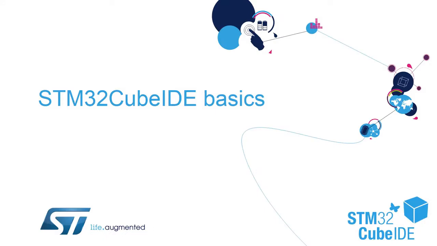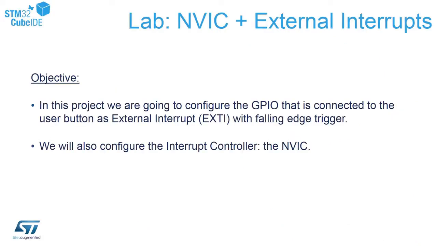Hello and welcome to our STM32CubeIDE Basics training session. In this part, I will demonstrate how to create a project using STM32CubeIDE and HAL libraries for the G0 family to use external interrupts to control our LED on board. The objective of this session is to properly configure an I/O line to work as an external interrupt source and use it to control our LED.